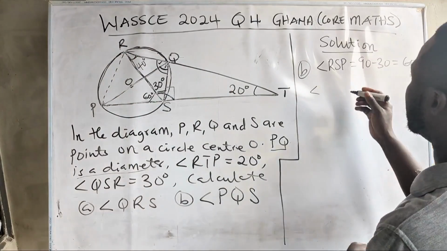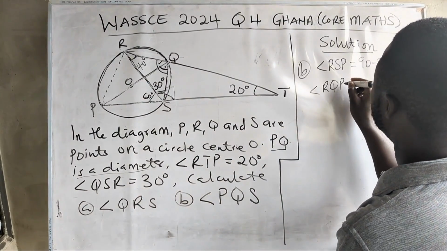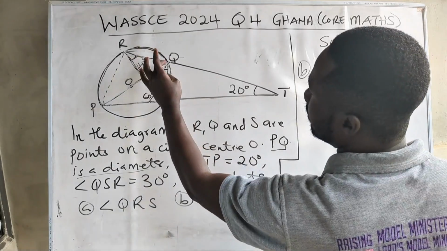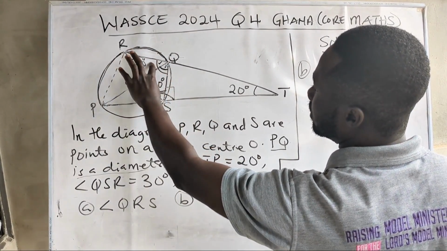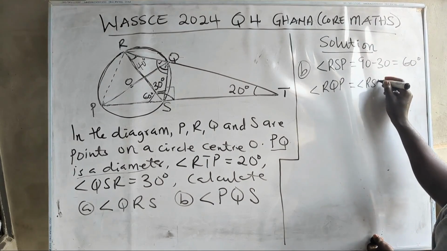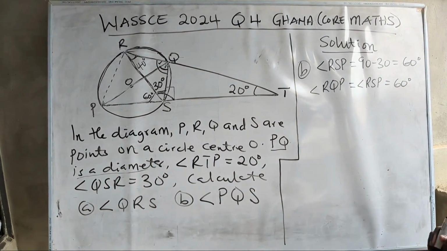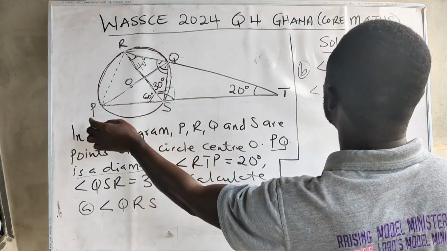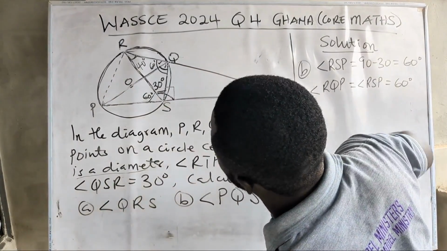So angle RQP, the angle here, because they are from the same arc. So the angle here will be the same as the angle here. It's the same as angle RSP, which is 60 degrees. Alright, so angle RQP is also 60. So here is giving me 60 degrees.